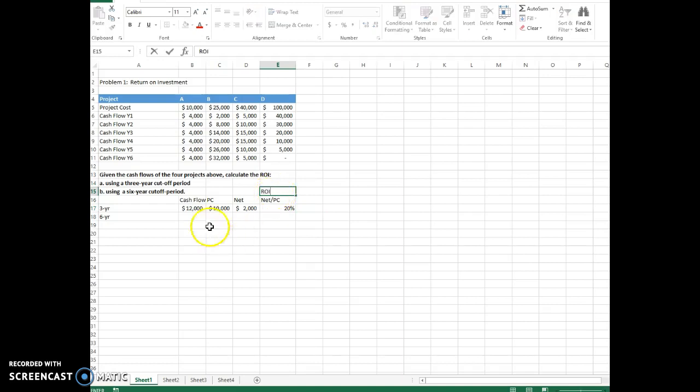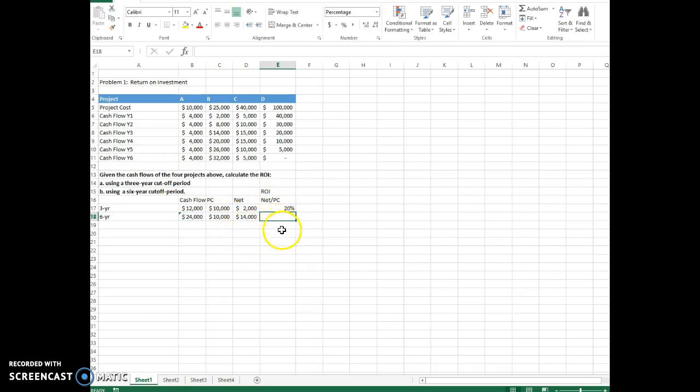ROI for 3 years. 6 years, same thing. We're looking at the cash flows of all 6 years then. So then we're going to say equals the sum of, we'll just drag these cells here. You can see it populates the formula for me when I do that. And then I'm going to close it with parentheses, and we get 24,000. The project cost stays the same. It's 10,000. So our net is going to be equal to cash flows for 6 years minus the project cost. We get a $14,000 net.